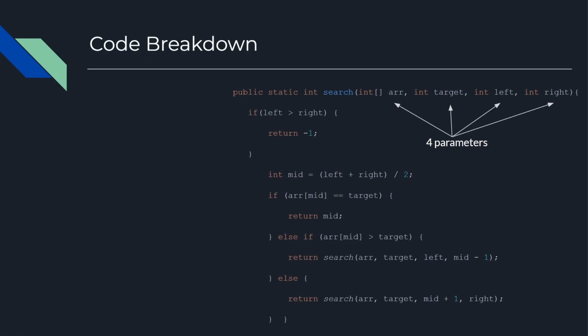Next, we define the base case of the recursion. This is the condition that stops the recursion. If left exceeds right, it means we've searched the entire range and didn't find the target. So we return -1. This prevents the recursion from going on forever when the target isn't in the array. Next, we will calculate the middle index of our current search range by using this particular calculation.